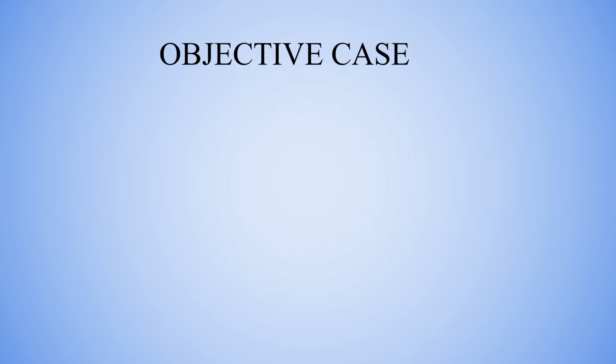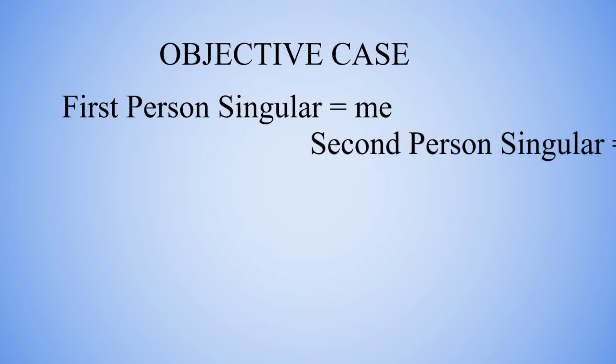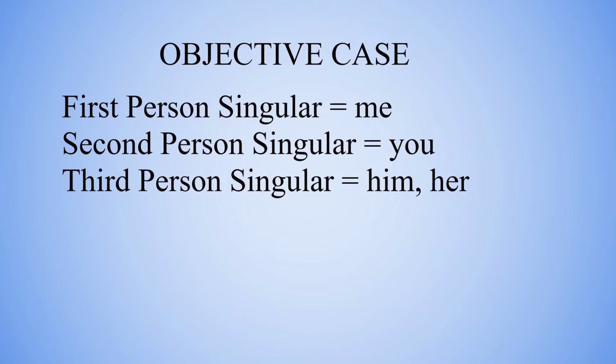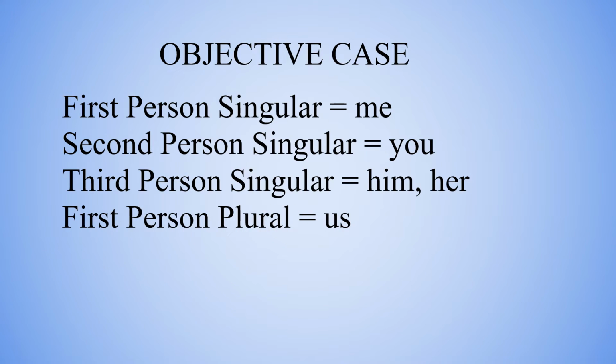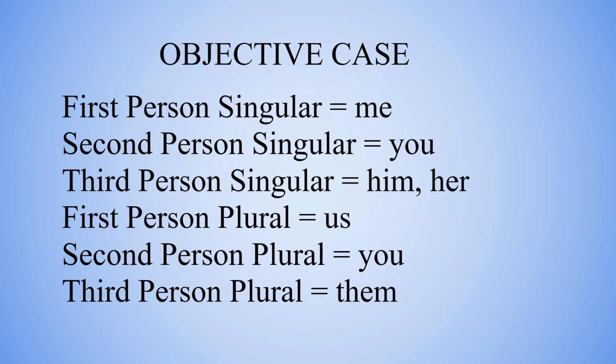Objective case pronouns include first person singular me, second person singular you, third person singular him or her, first person plural us, second person plural us, and third person plural them.